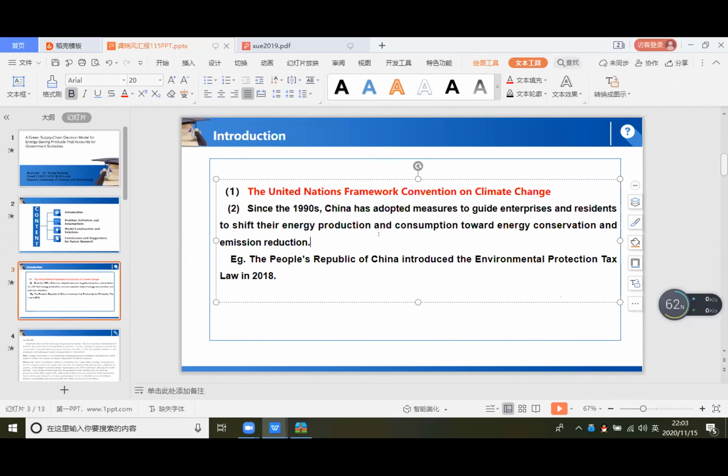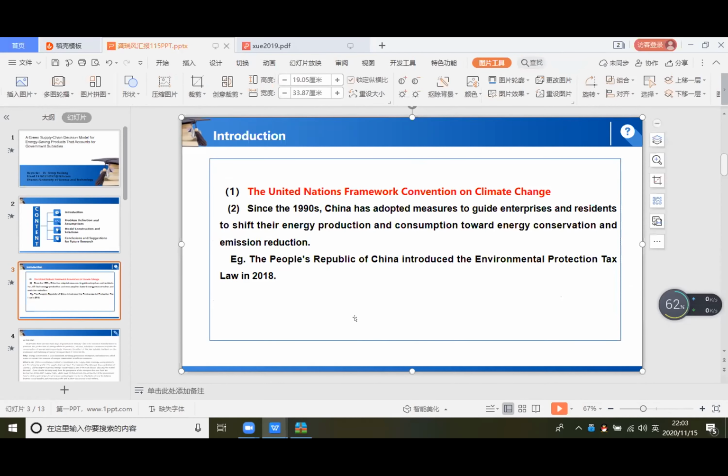Since the 1990s, China has adopted measures to guide enterprises and residents to shift their energy production and consumption toward energy conservation and emission reduction. For example, the People's Republic of China introduced the environmental protection tax law in 2018.